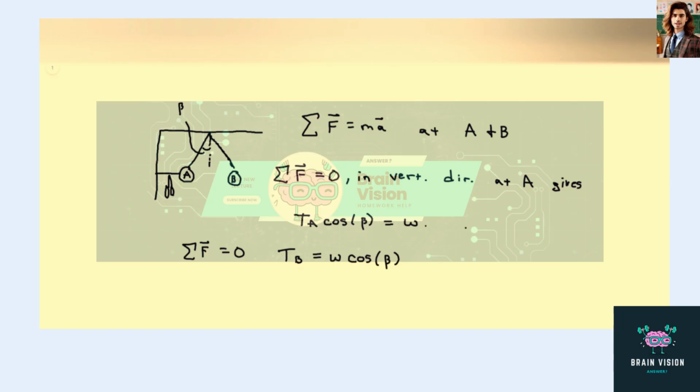Now all you do is you take TB divided by TA, and you see what you get. You get W times cosine beta over W over cosine beta. I just solved for TA there, so you divide by cosine beta. And then this simplifies, the W's cancel, and the cosine beta in the bottom comes all the way up to the top, so you get cosine squared of beta. And that's the final answer.